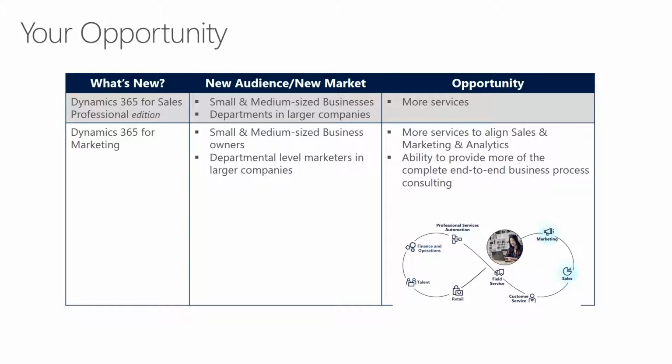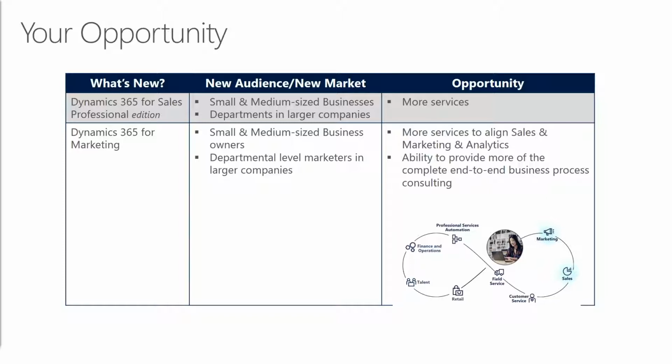We have two new applications that we can address two new audiences and two new markets with. Dynamics 365 for Sales Professional is specifically targeted for small and medium-sized businesses, or for departments of larger companies. And then Dynamics 365 for Marketing, again something we've never had before, is targeting small and medium-sized businesses or department-level marketers in larger companies. For you as partners, that allows you to add yet another service to help align sales, marketing, and analytics. That all goes together, and it helps to complete the picture.